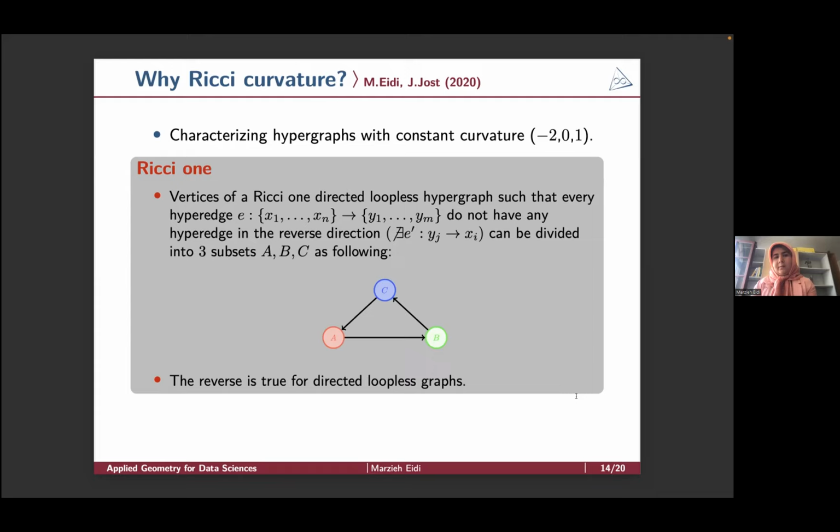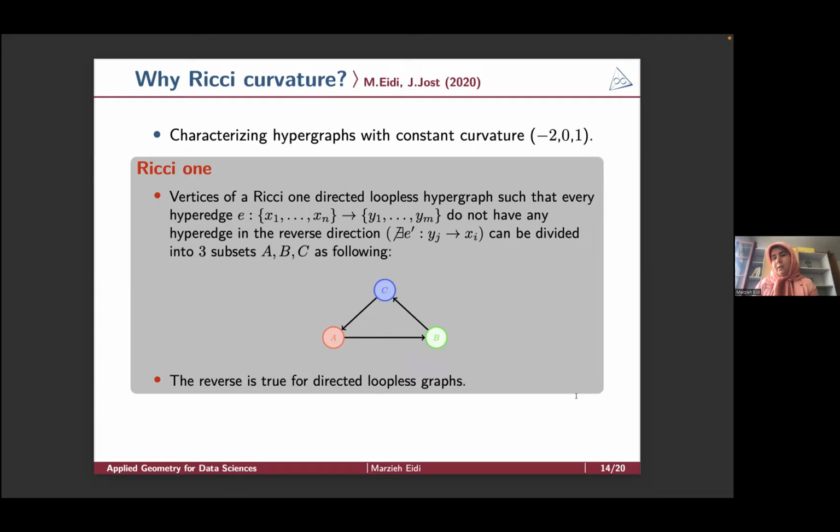And for the Ricci 1 case, I present the theorem here, and we have similar theorems for the minus 2 and Ricci flat case. Our theorem says that the vertices of a Ricci 1 directed loopless hypergraph, such that no hyperedge has a hyperedge in the reverse direction, can be divided into three sets as follows: sets A, B, and C, where the elements of set A are connected to B, B connected to C, and C connected to A.